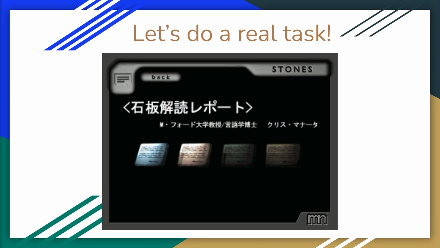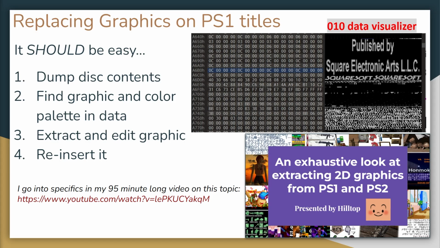Why do we need to open Ghidra and look at game code in order to modify a single image? Replacing the graphics should be relatively easy. I have an entire video about this topic, a 95-minute long video, that goes into very, very detailed specifics on how graphics can be extracted and replaced. But that's not going to apply as much to this example.